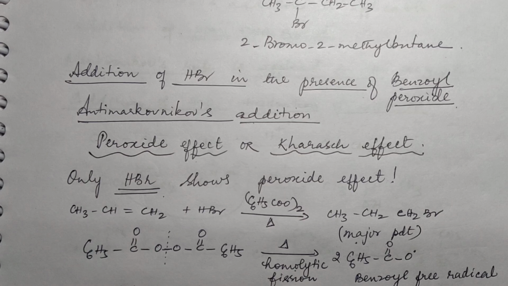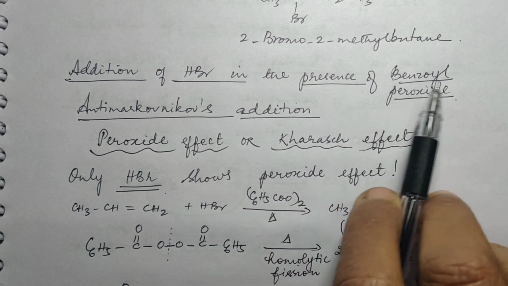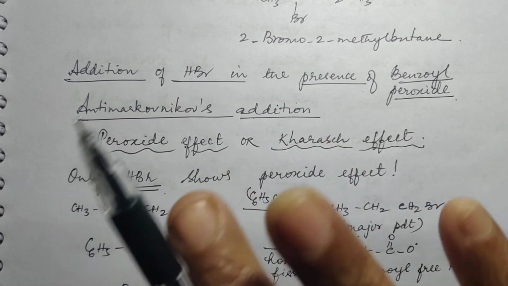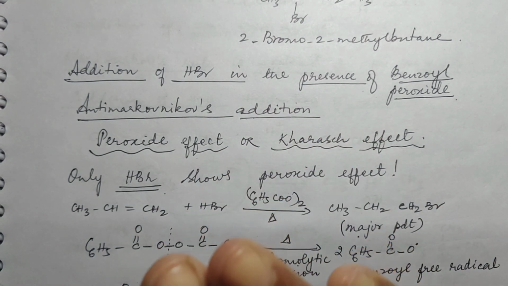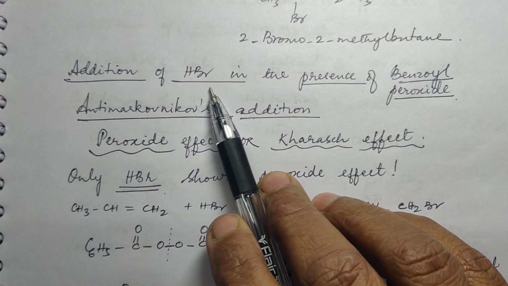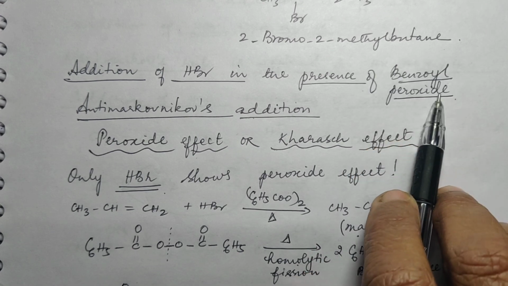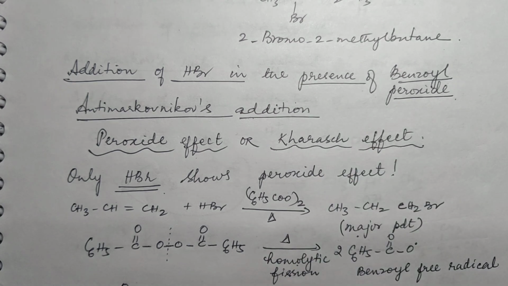Yes. Now children, let us see addition of HBr in the presence of benzoyl peroxide. The previous equation was simple addition of HBr. You have not added anything along with the HBr. Now here you are going to conduct the reaction in the presence of benzoyl peroxide. In the presence of benzoyl peroxide, what changes, why it is changing, all that we will see.